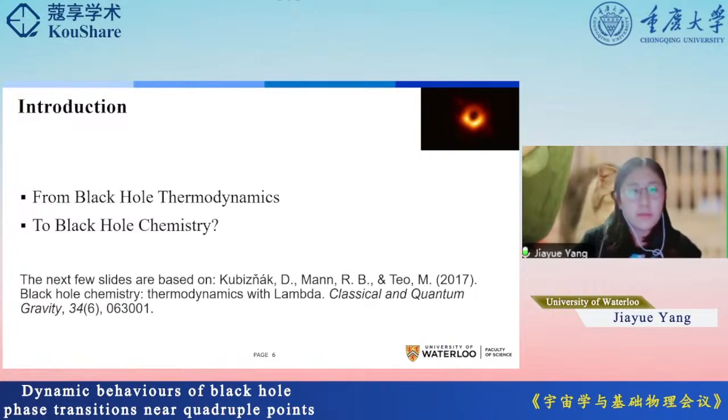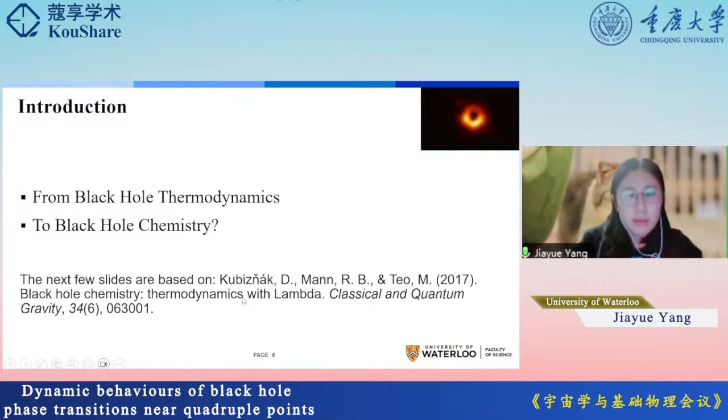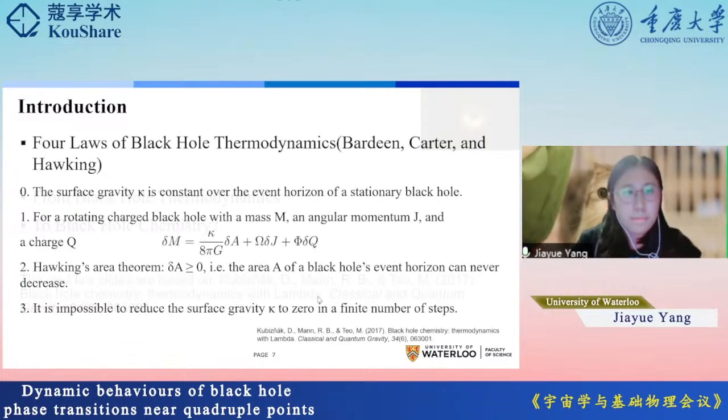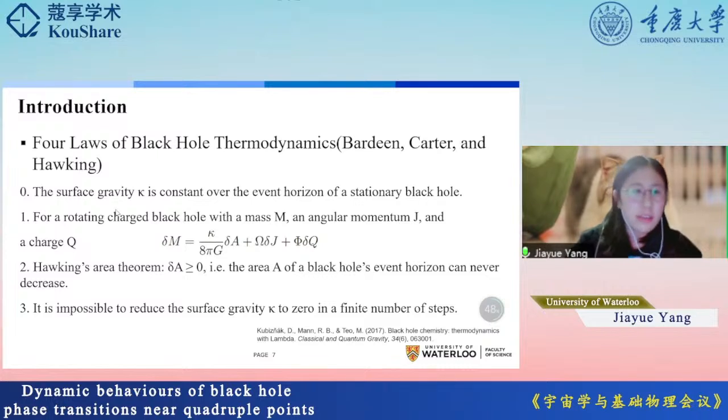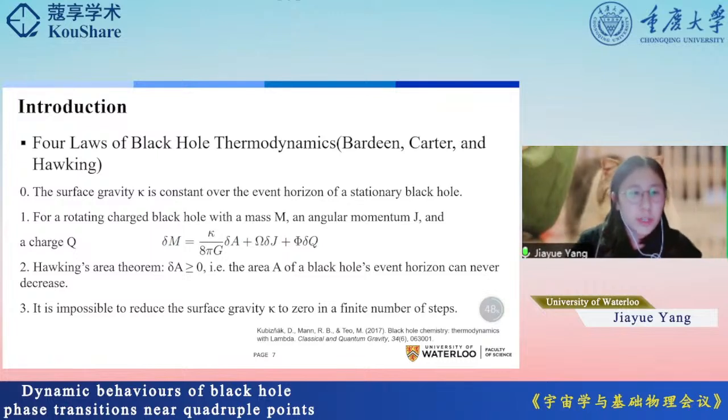So the next part is from black hole thermodynamics to black hole chemistry. And the next few slides are based on this paper, Black Hole Chemistry: Thermodynamics with Lambda. So what is black hole thermodynamics? In the 1970s, Bardeen, Carter, and Hawking proposed the 4 laws of black hole thermodynamics. The zeroth law is that the surface gravity kappa is constant over the event horizon of a stationary black hole. And the surface gravity kappa here will be interpreted as the Hawking temperature later.